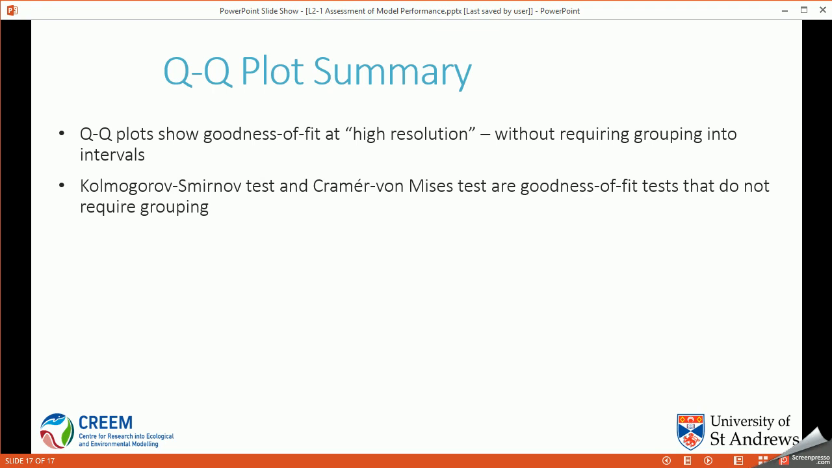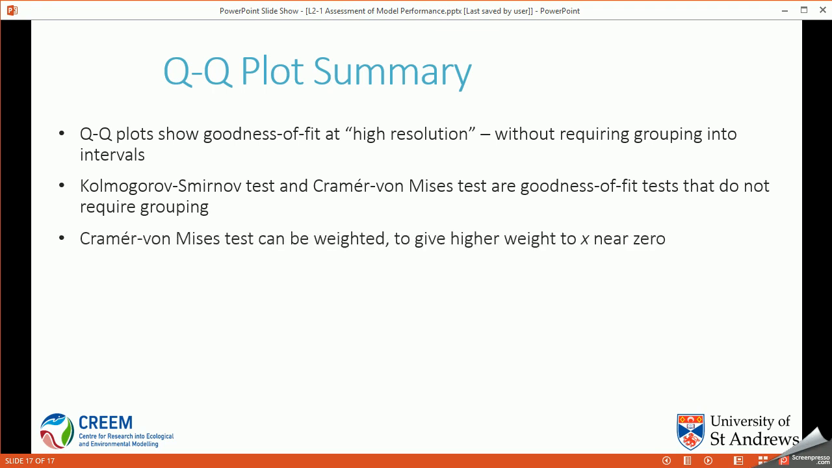The KS test and the Cramér-von Mises test don't require grouping, whereas the chi-squared test does. And we can weight the Cramér-von Mises to give higher weight to differences or lack of fit near the origin, so for small distances, because we know that when things go wrong close to the origin, that has more implications for bad estimation in distance sampling than when things go wrong far from the origin.